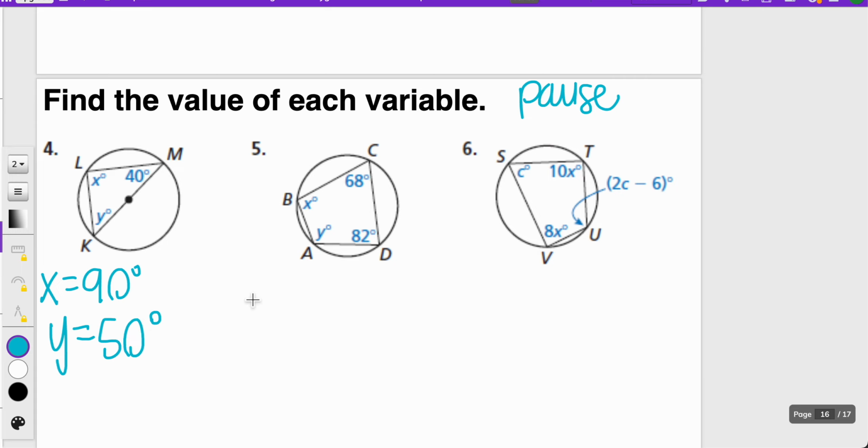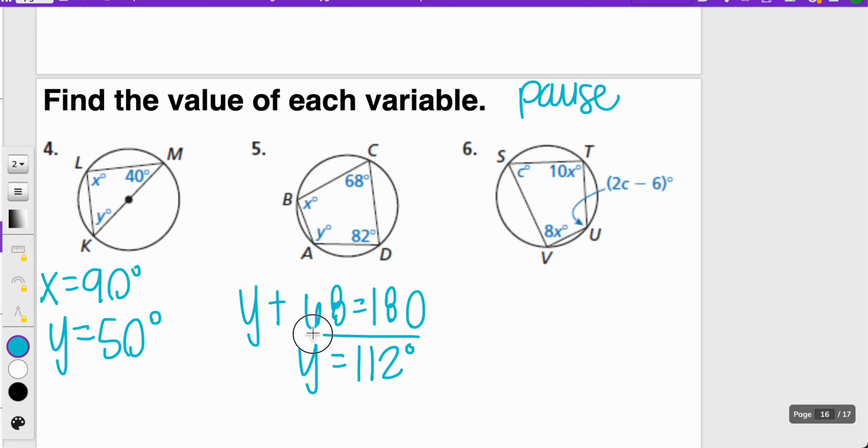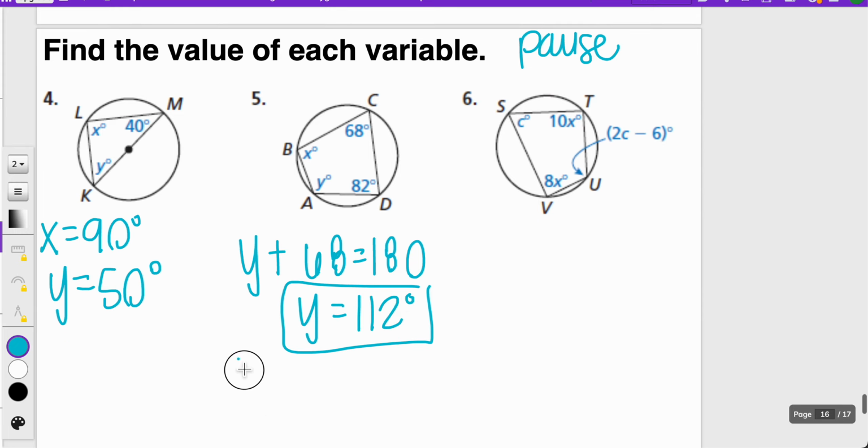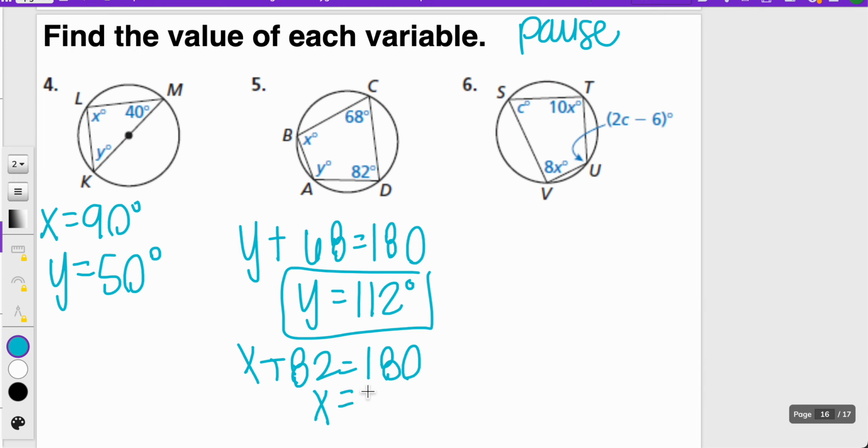For 5 and 6, these are both quadrilaterals, so my opposite angles are supplementary. So y plus 68 equals 180. That means y is equal to 112 degrees. x plus 82 equals 180. So that means x is 98 degrees.